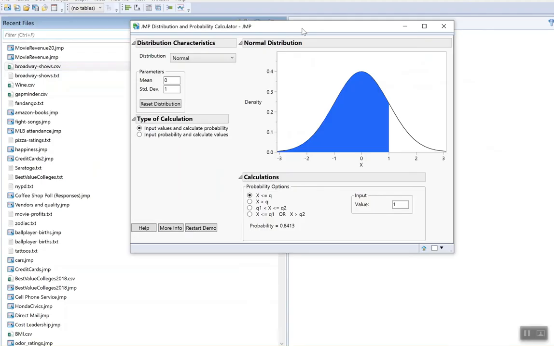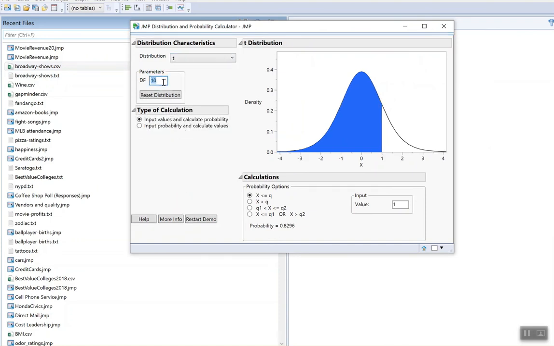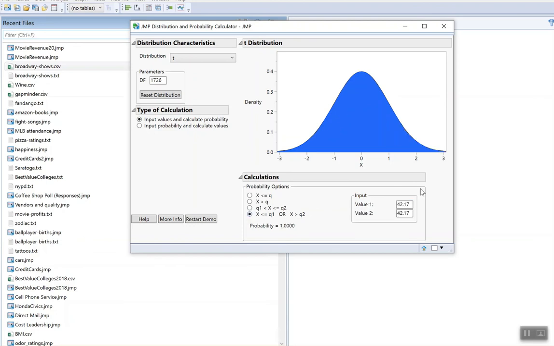If we want to, we can go ahead and put it in the distribution calculator. So this is a t-distribution. Our degrees of freedom was 1726. So you can see about -3 to 3. We can put in our t-statistic, 42.17. Remember, this is a two-sided test. So we're going to put in the negative value here. And not surprisingly, our p-value is tiny, less than 0.0001.